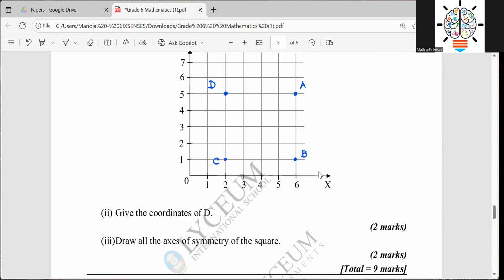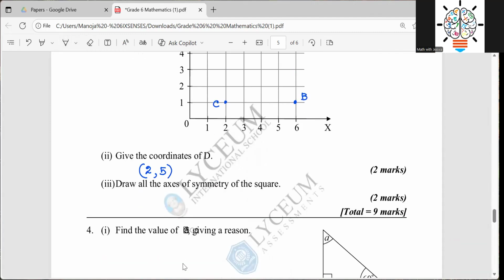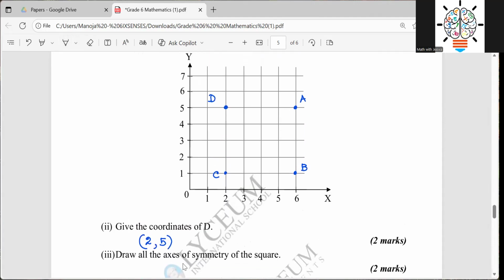So then the D coordinate, first you want to write the relevant X value, that is 2, right? 2, 5. Now you can see 6, 5, 2, 5, 6, 1, 2, 1, right? So then draw all the axes of symmetry. So for that we want to draw the square. First I draw the square here.